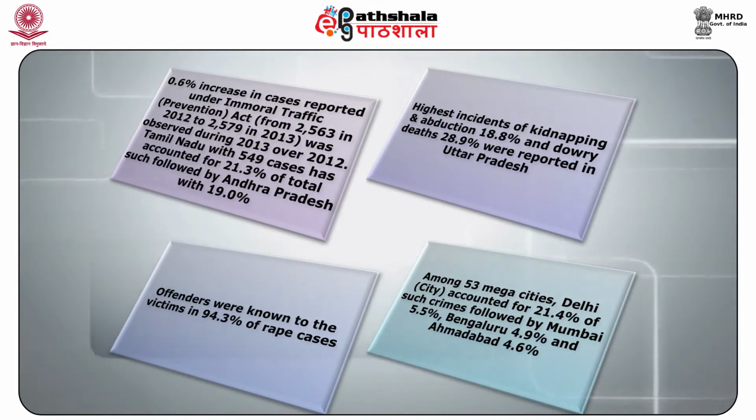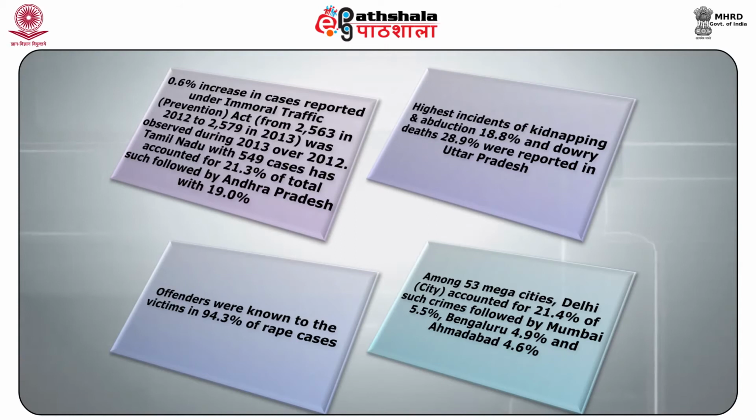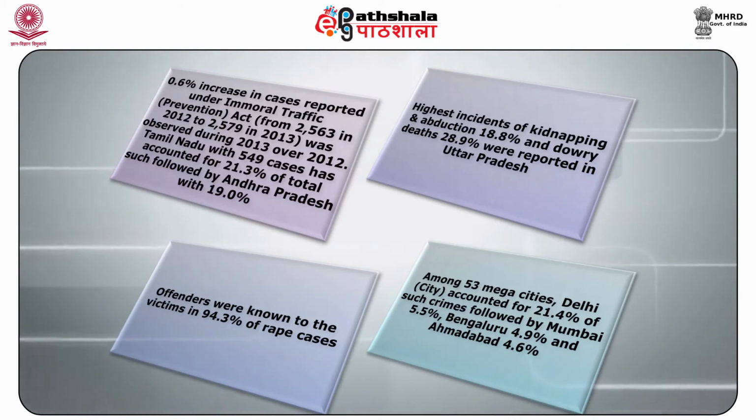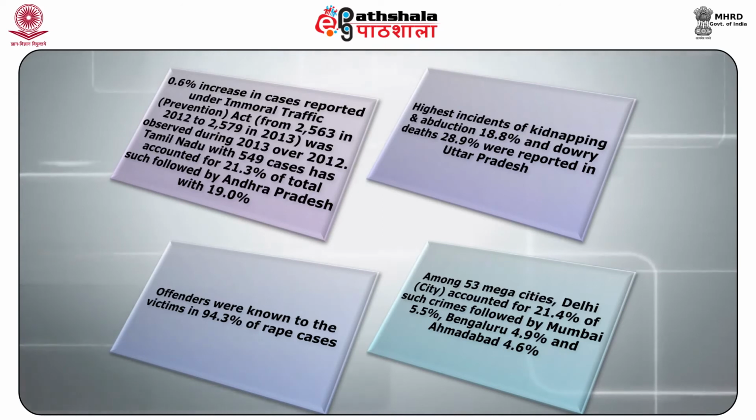A 0.6% increase in cases reported under the Immoral Traffic Prevention Act, from 2,563 in 2012 to 2,579 in 2013, was observed during 2013 over 2012. Tamil Nadu with 549 cases has accounted for 21.3% of total such cases, which is 2,579, followed by Andhra Pradesh, which is 489 cases with 19%. Highest incidence of kidnapping and abduction, which is 18.8%, the number of cases is 9,737 cases, and dowry deaths 28.9%, the number of cases is 2,335, were reported in Uttar Pradesh.